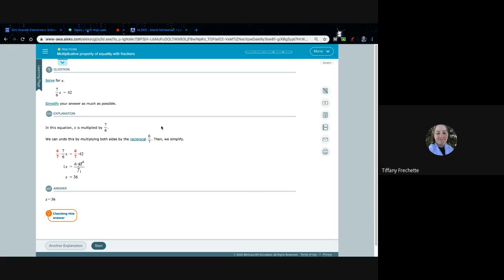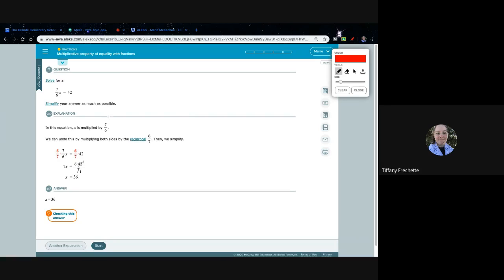Multiplicative property of equality with fractions. I know fractions freak everybody out for whatever reason, but just remember a fraction is literally a division sign. Like I've seen this before. Actually, Miss Liz showed me this, and I thought it was really cute because it literally looks like a division symbol. So instead of a division symbol, we can just write the numbers in here, right? So the numbers are kind of the dots. So just remember, a fraction is just division.